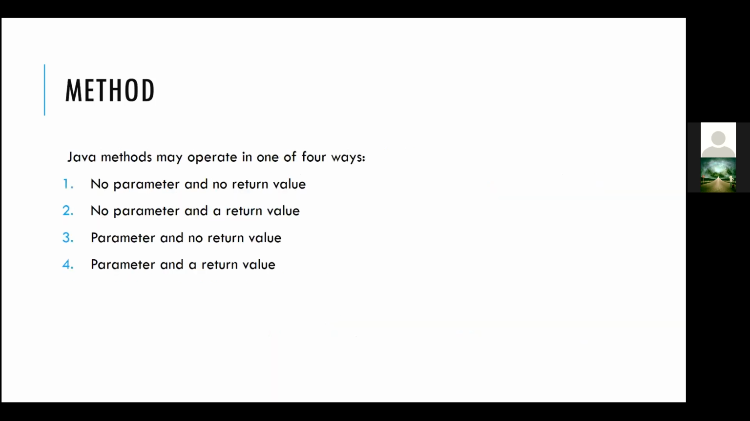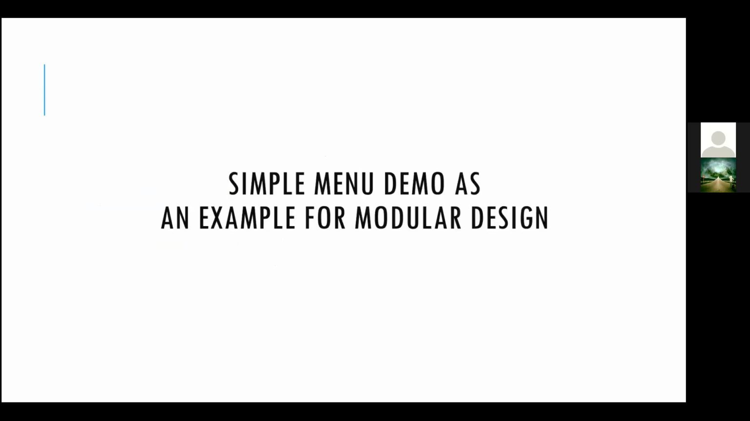In Java, methods may operate in one of four ways. Number one, we have no parameter and no return value. Number two, we have no parameter and a return value. Number three, parameter and no return value. And number four, a parameter and a return value.